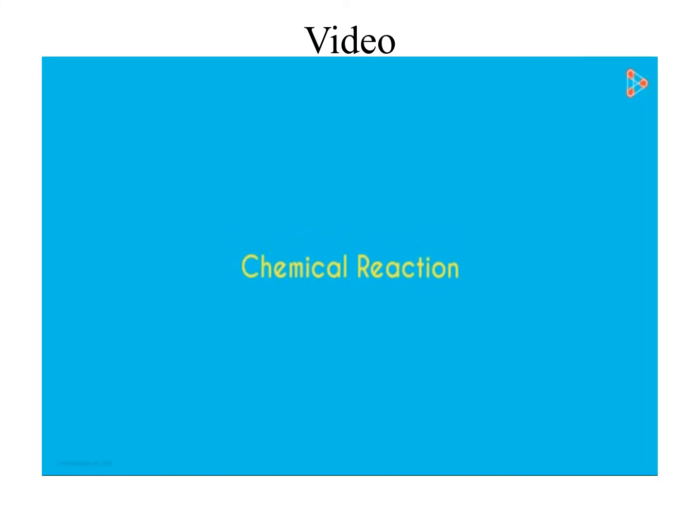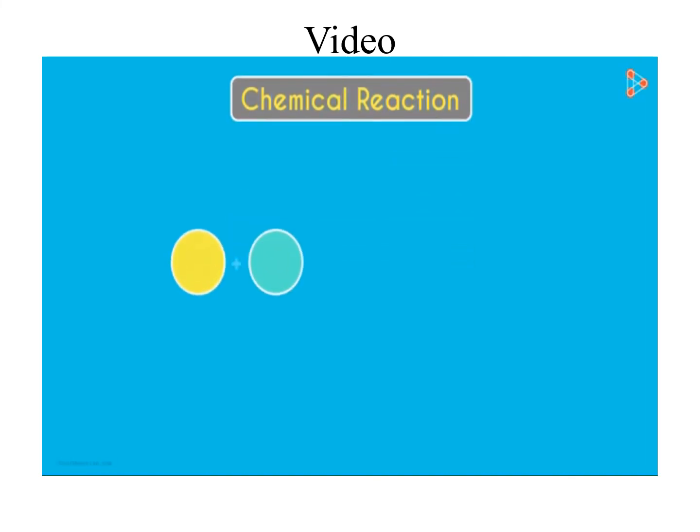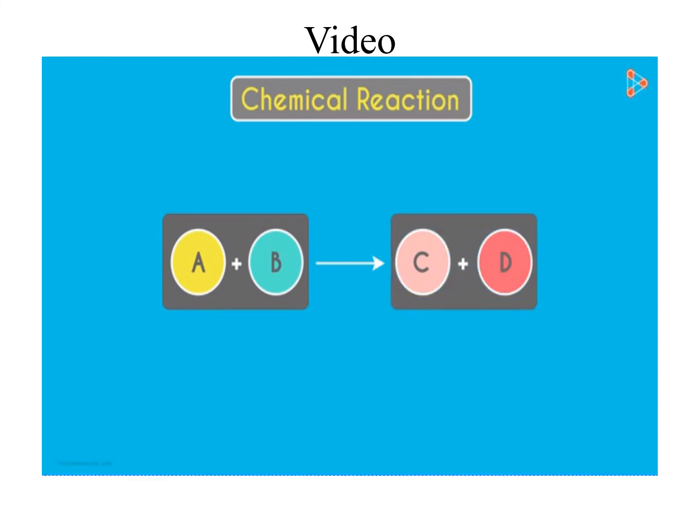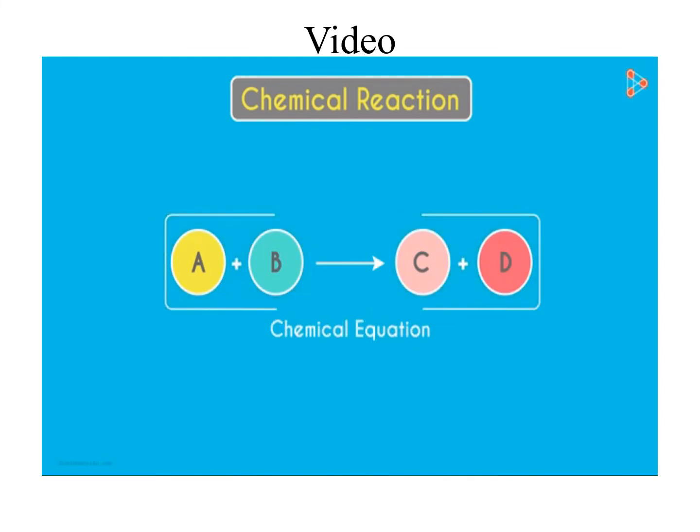What happens in a chemical reaction? Two substances react with each other to form new substances. To understand this in a simple way, we can say that A and B react together to give C plus D. Two substances A and B reacted to give us two new substances C and D. This is a chemical equation. With a chemical equation, we represent chemical reactions with symbols.